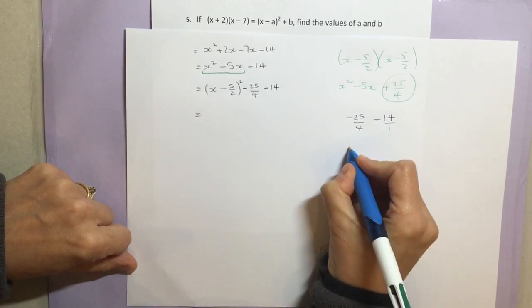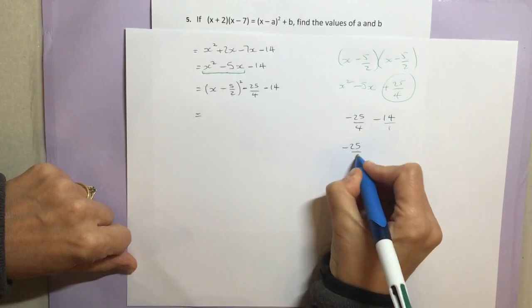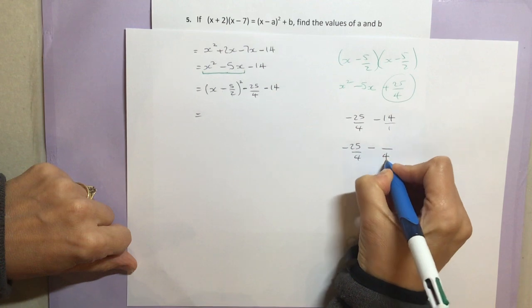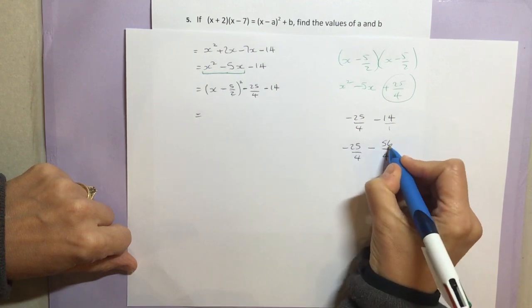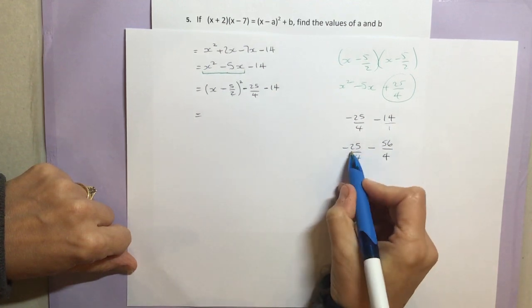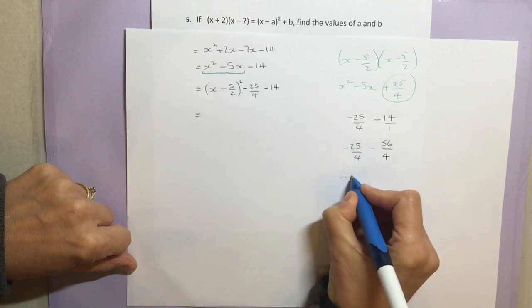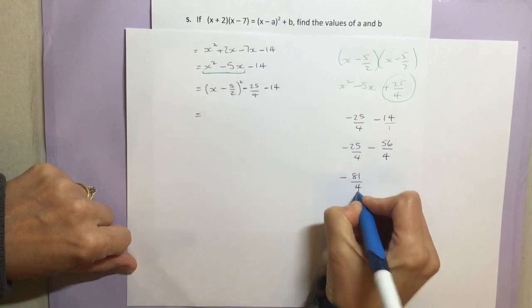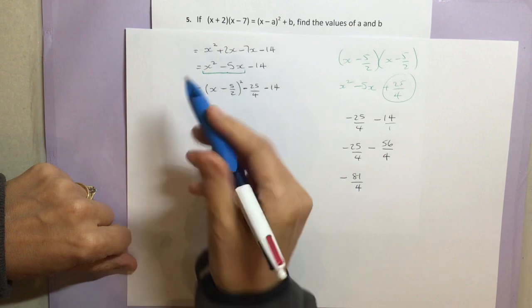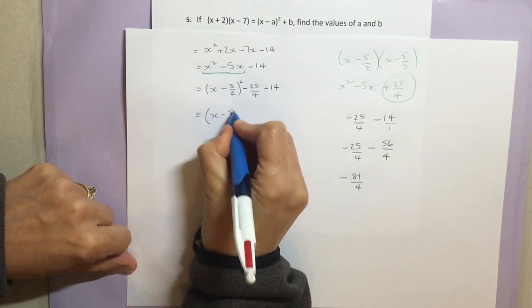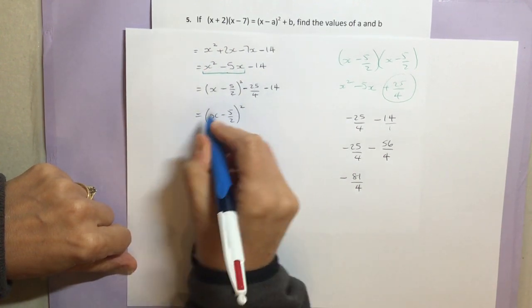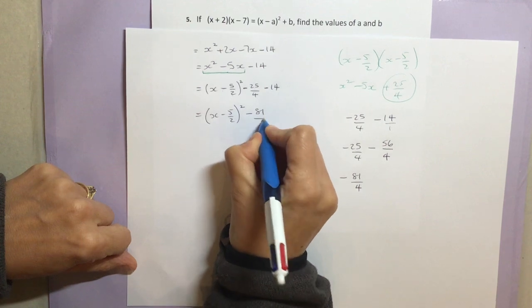So let's do a common denominator. Minus 25 over 4 minus 56 over 4. So then that's going to give me minus 81 over 4. So here, x minus 5 over 2 all squared, minus 81 over 4.